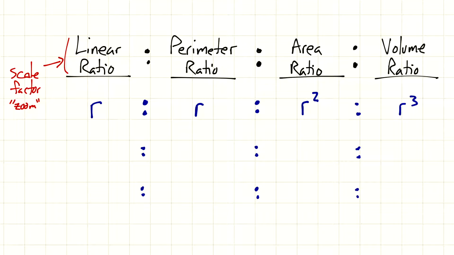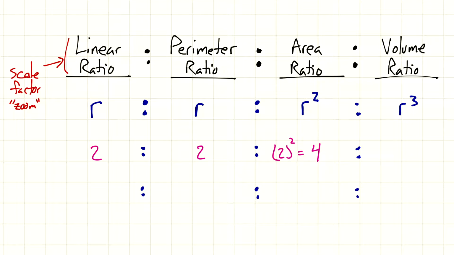Let's say the linear ratio is given to us, and I say linear ratio is 2. Well, then the perimeter ratio is 2, which really just means the sides are going to be twice as big. But if the sides are twice as big, does that mean the area is twice as big? Well, no. We're going to take that 2 and square it, which means the area is actually 4 times as big. So sides were 2 times and area was 4 times as big.